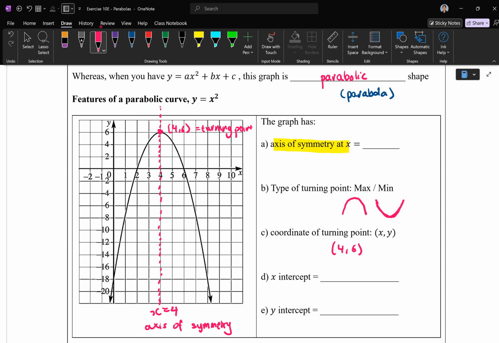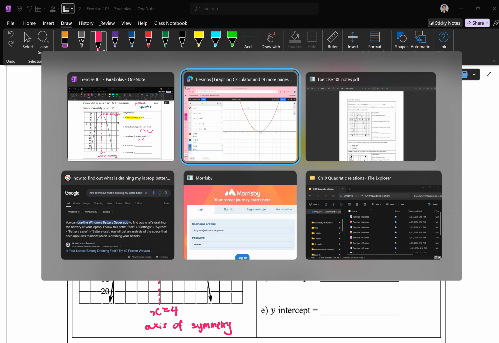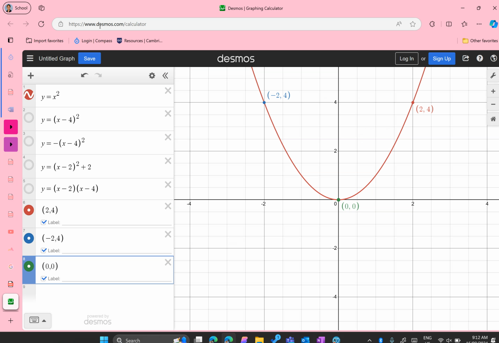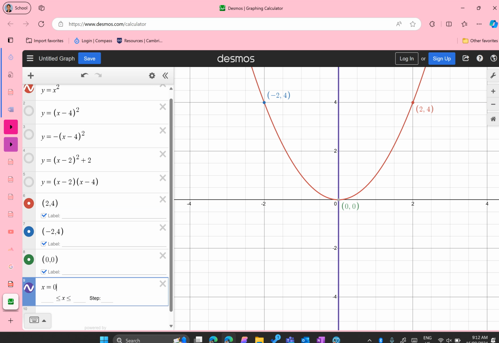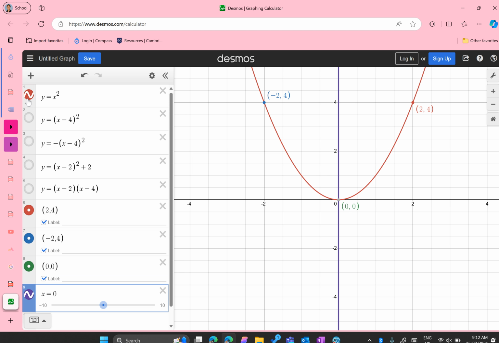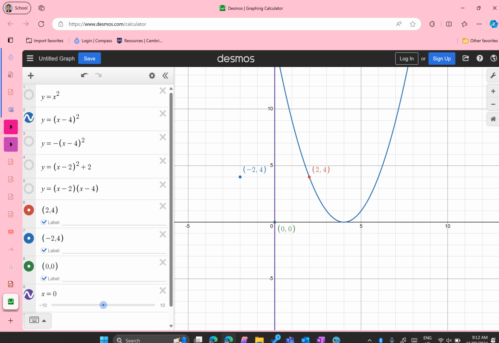Let's have a look at some examples. As you're copying this down, let's have a look at examples. Let's have a look over here. Back to x squared again. This is my graph. You've got the center right here. And you can see if I typed in x equals 0, that's where the axis of symmetry is. It's cutting it in half. If I go to the next one, let's have a look at the next graph.